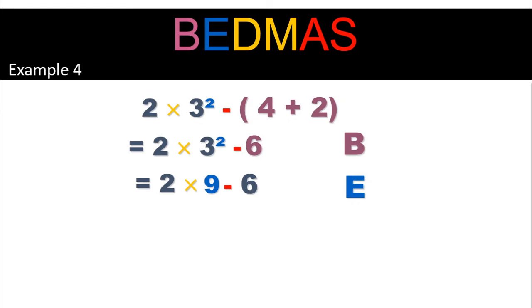We've got a multiplication and a subtraction. What will we do first? M comes before S in BEDMAS, so first we'll do the multiplication. So 2 times 9, work that out, that's 18. So that's going to be 18. Don't forget, we still have to subtract the 6. So our next operation is clear. Subtract. 18 minus 6, that is 12.